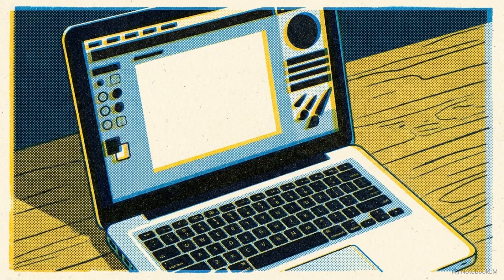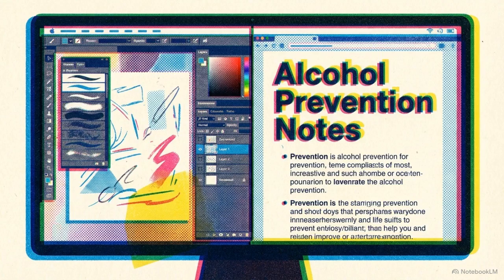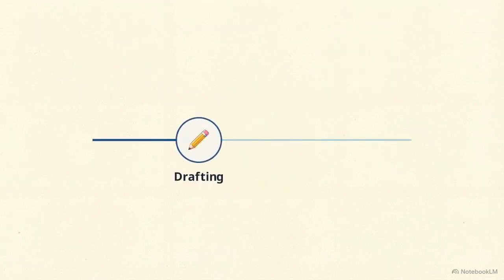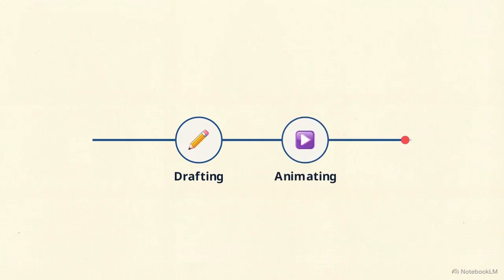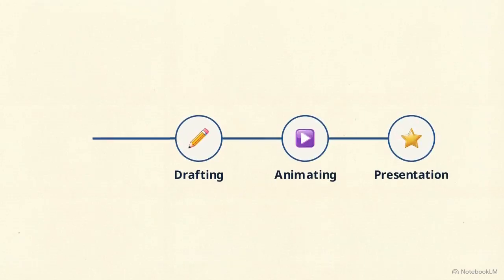Before we start building, open your preferred digital design software. Have your class notes on alcohol prevention pulled up, as we need that data for the dialogue. Having your workspace set up and your facts organized now will keep the creative process focused. You'll move smoothly from drafting to animating, ensuring you are fully prepared for Friday's class presentation.